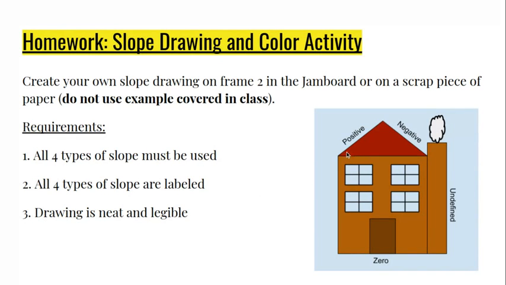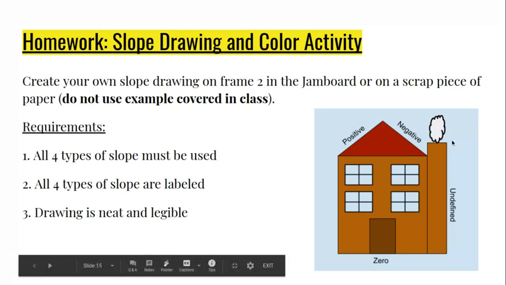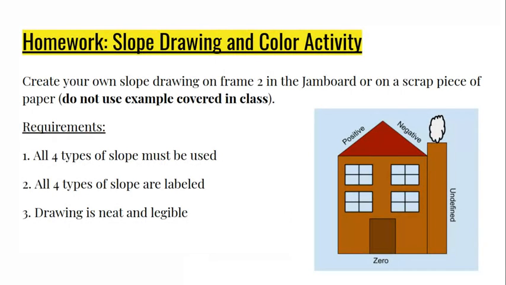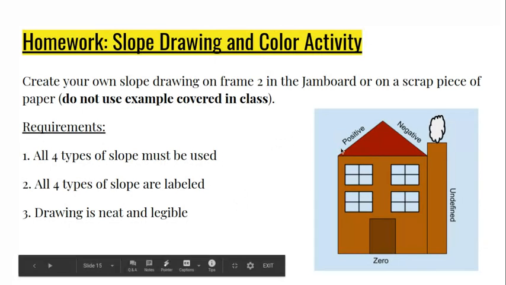So like how you see in this example, we have our positive slope that faces upward, our negative slope that faces downward, we have our undefined slope that's a vertical line, and then we have our zero slope that is that horizontal line. So the 3 requirements are that all 4 slopes have to be used, all 4 slopes have to be labeled, and your drawing has to be neat and legible enough so I can see what you're drawing and I can see what you labeled each slope as.